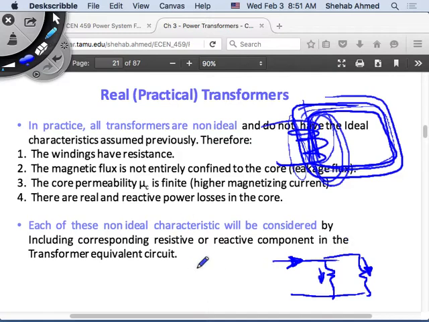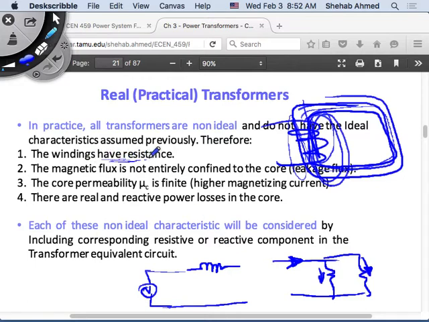I will come up with a representation of this leakage flux as an inductor, and it's not helping me produce voltage at the output. It's actually hindering me from producing voltage. The voltage that I put at the input, some of it is being used to create this flux that is just flowing in the air. So it's going to be a voltage drop, placed in series with the voltage source that I have at the input of the transformer. Same thing with the winding resistance.